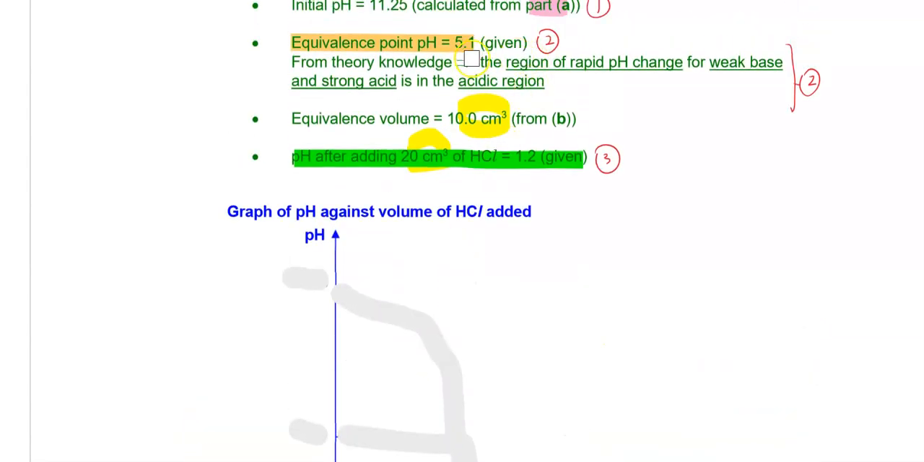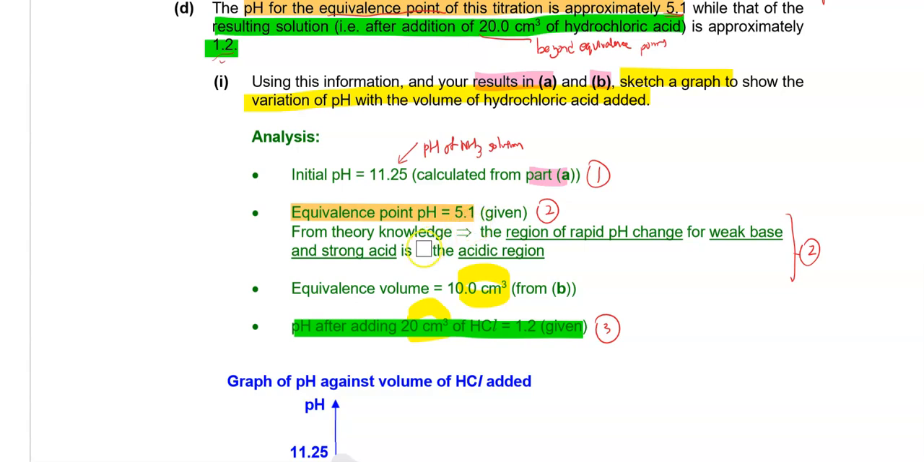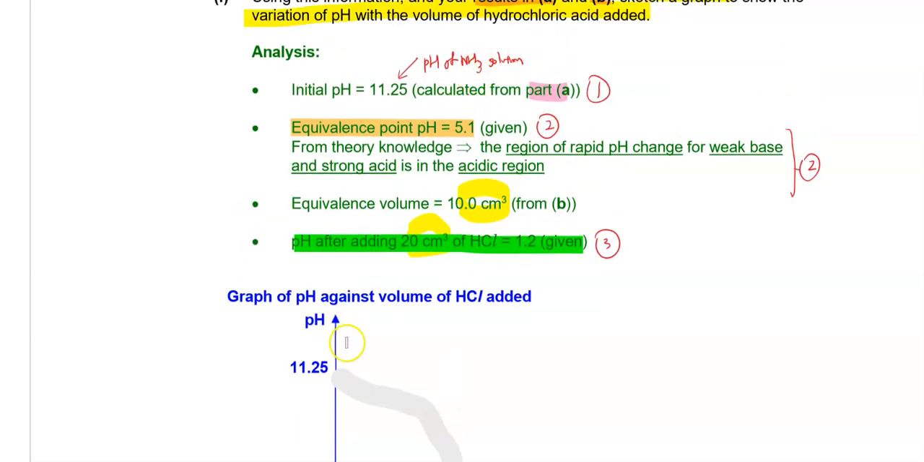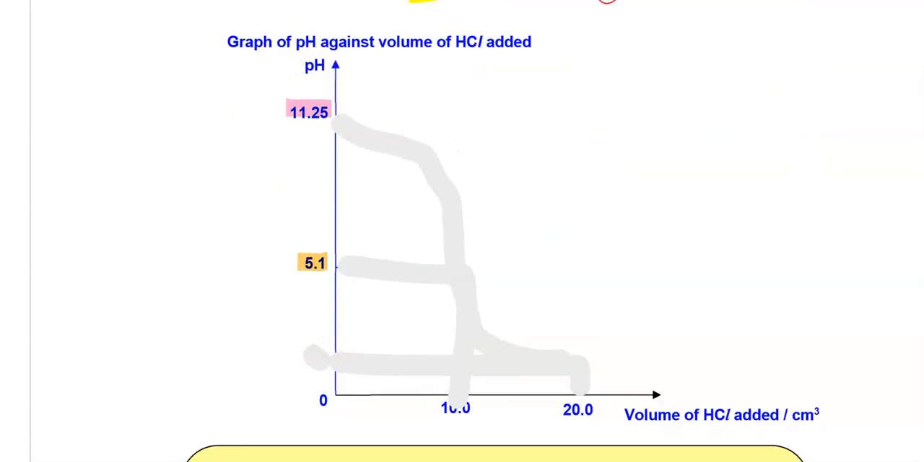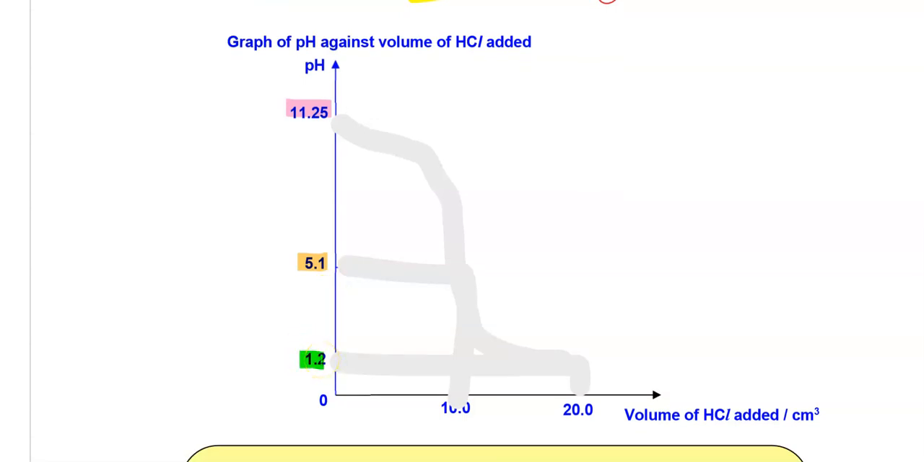The first pH at 0 is 11.25. The next pH at the equivalence point is 5.1. The initial pH, that's part A, right? 11.25. And then after adding 20 cm cube, that's 1.2. So you have 3 points here: 11.25 at 0 cm cube initially, 5.1 at 10 cm cube, and 1.2 at 20 cm cube.